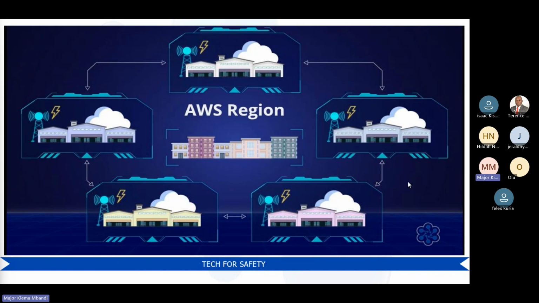So regions, as we have said, will be made up of 2 to 3, even up to 6 availability zones.